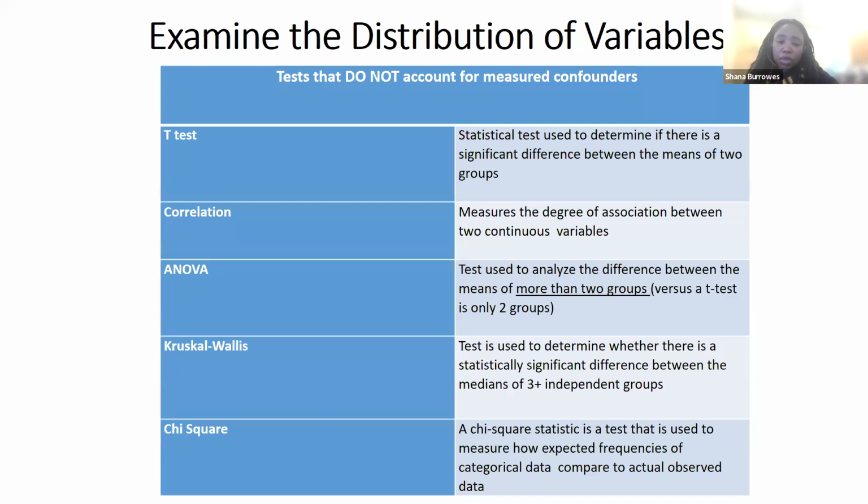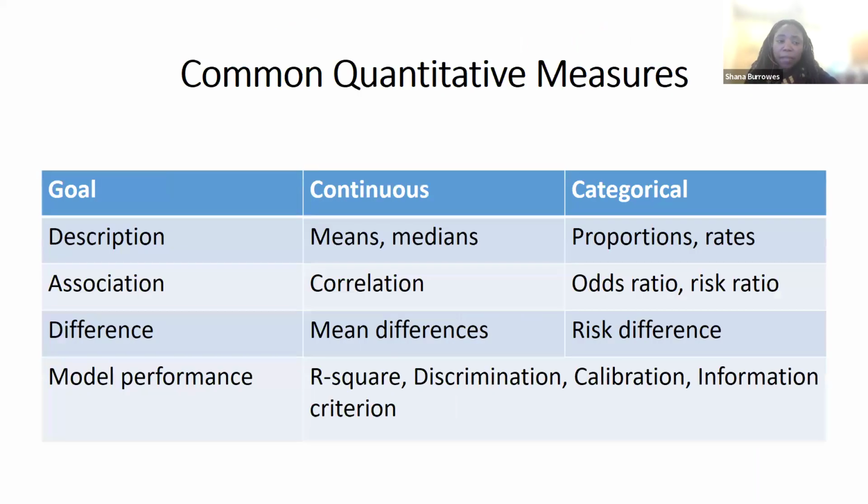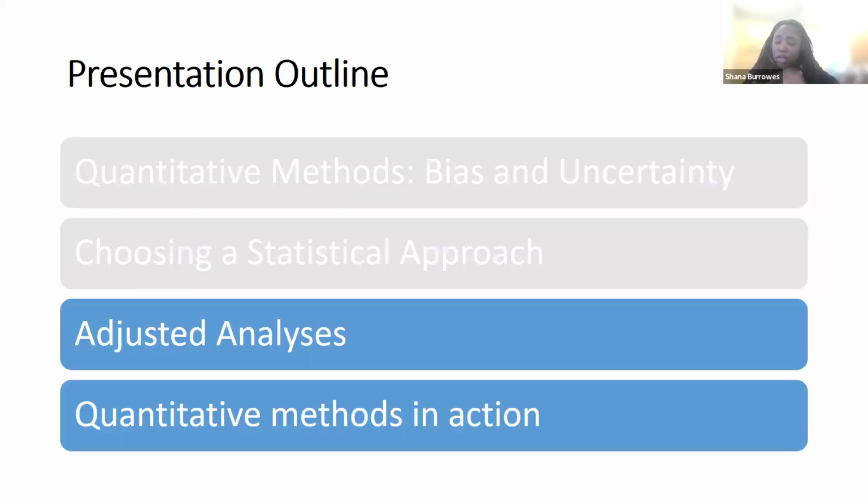You do that first step, and then you move on to looking at associations. So if you're looking at an association, you're then going into the adjusted analyses part of your plan. And just as a caveat, as I move forward through this part about adjusted analyses, we're going to use a regression analysis as the example, just because it's one of the ones that's most commonly used.